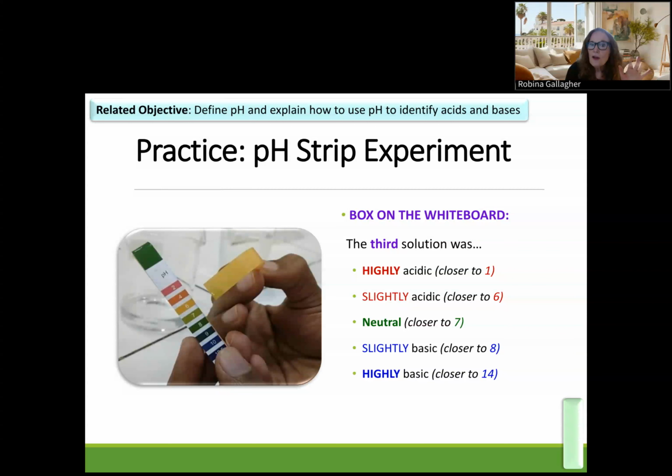Now, the third solution, this one, he said it was neutral. And this color right here is neutral. It's sort of a green, with a little bit of a pea green. I don't know, whatever you want to call it. But if you look at the pH strip that he used, you can see it's probably closer to a 6 than not.